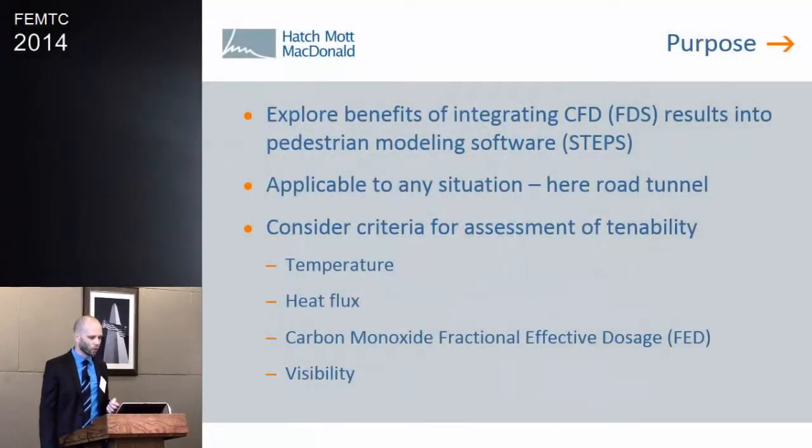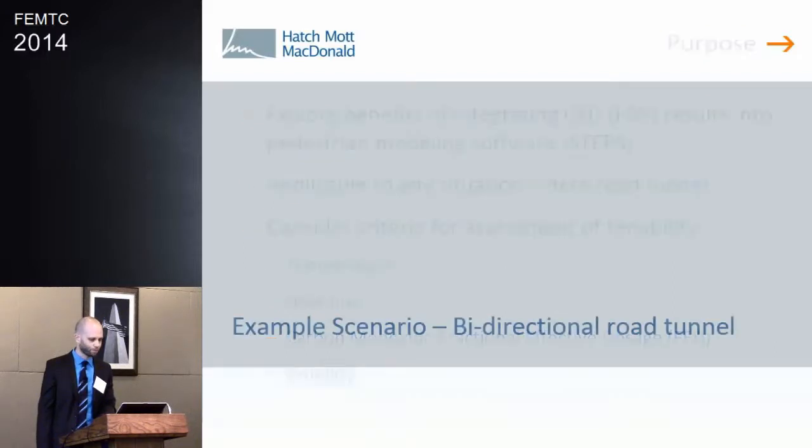But what we're looking at are temperature, heat flux, the fractional effective dosage of carbon monoxide and visibility, and considering whether basically the tunnel environment is tenable for evacuation. And I think one of the questions that I've been asked in the past is, why would you model a road tunnel? It's a straight line or a line with a little curve. You can consider how quickly people move and put in a pre-evacuation time. You can sort of do this by hand. And I think this hopefully will explain why you might think otherwise.